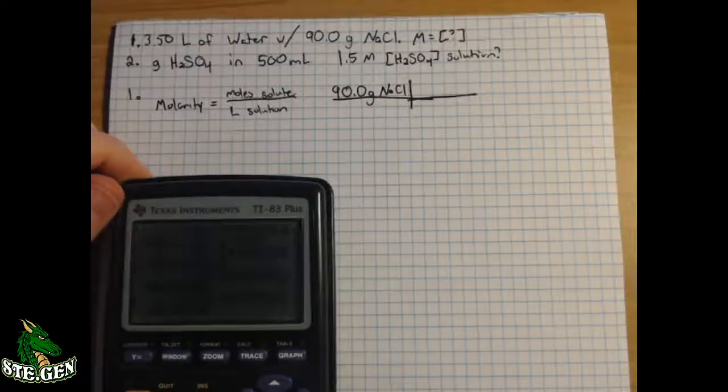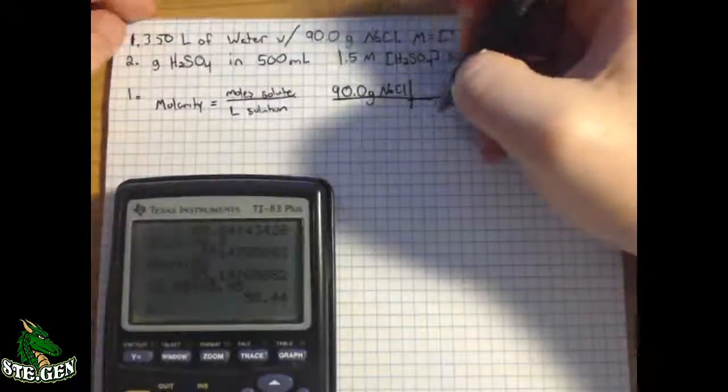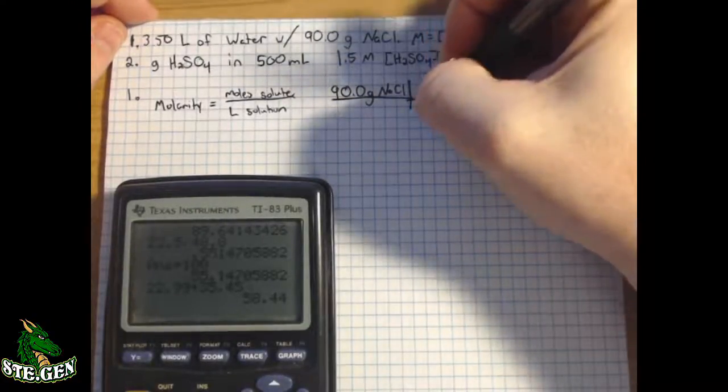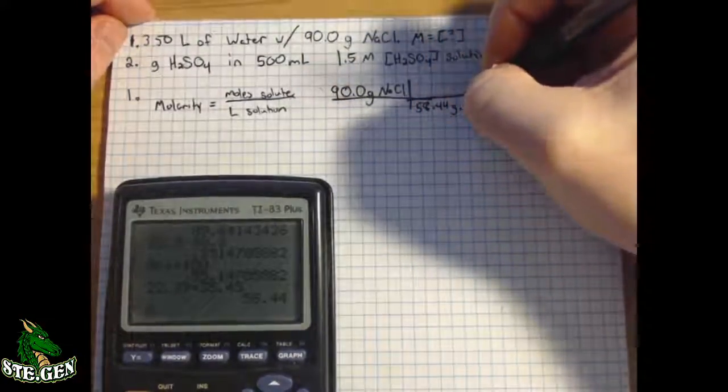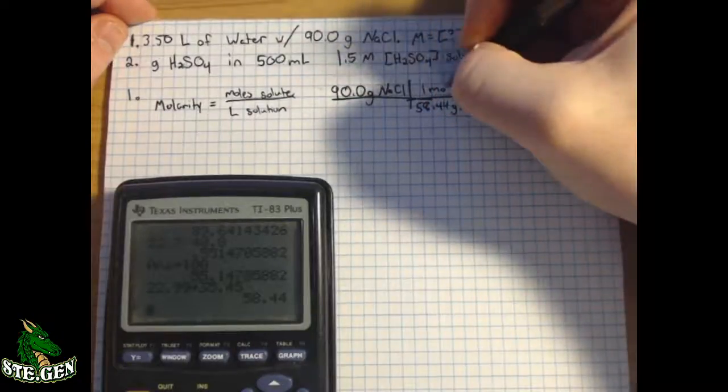9, and then plus Cl is 35.45. I've done enough of these now that I actually have Cl memorized. So we've got 58.44 grams of NaCl in 1 mole of NaCl.